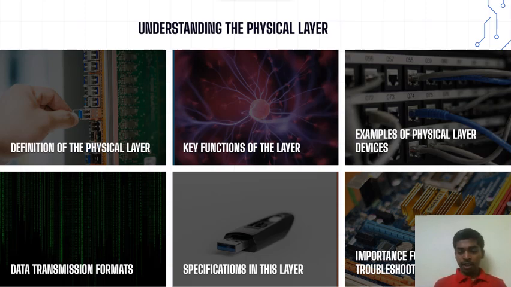If medium is wired, then data is transmitted in the form of electrical signal. If medium is wireless, then data is transmitted in the form of radio waves. And in fiber optic cable, data is transmitted in the form of light waves.